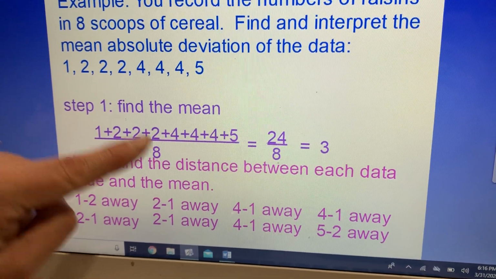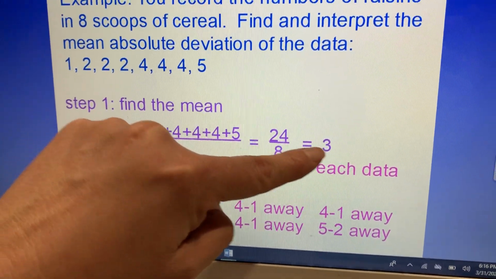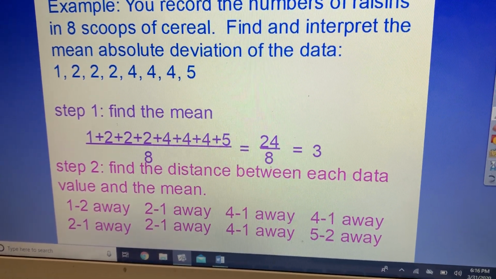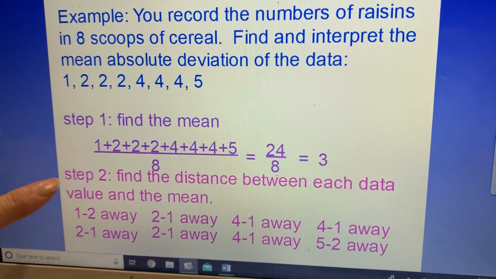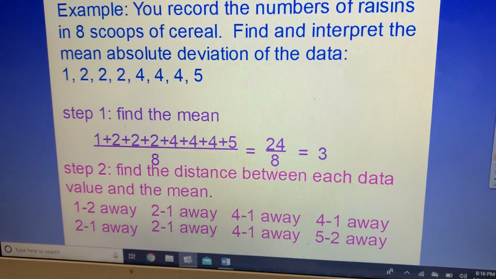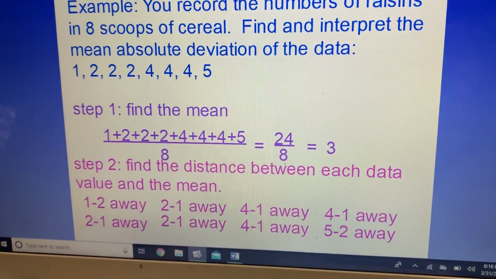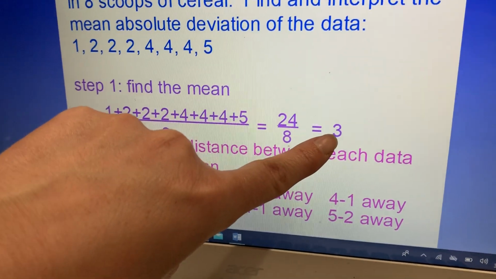Now we're dividing by 8 because we had 8 pieces of data in there. So 24 divided by 8 means I have a mean of 3. So that's saying on average, I have 3 raisins in a scoop of cereal. Step 2 was to find out the distance between each data value and the mean. Well, if we look back at our first data value, we had said we got only 1 raisin in our scoop of cereal. But we had said on average, our mean, we had 3.